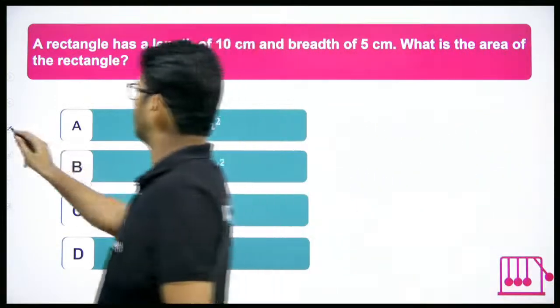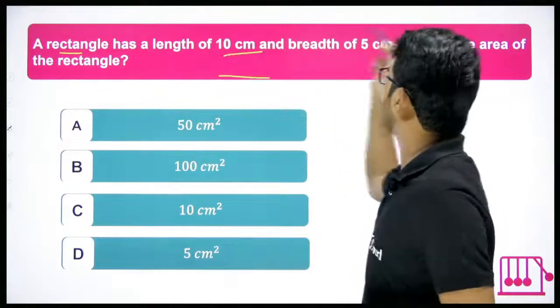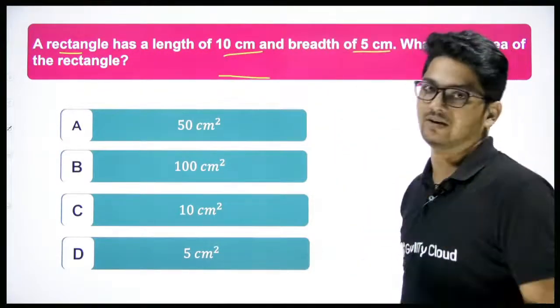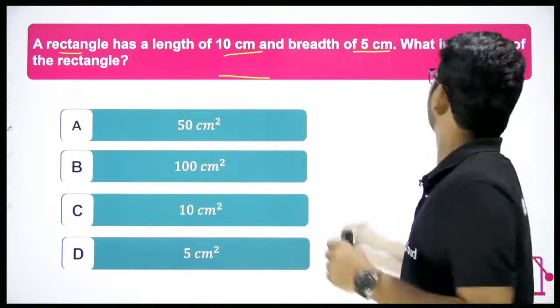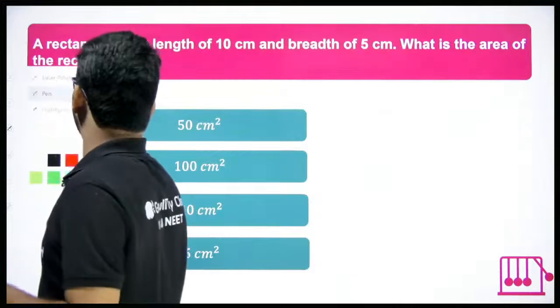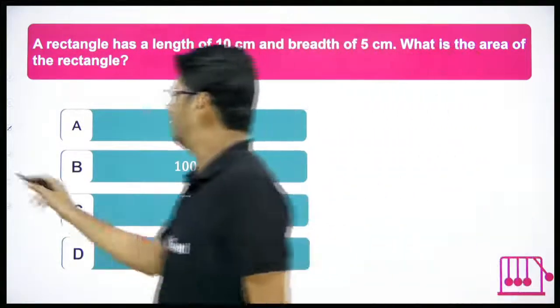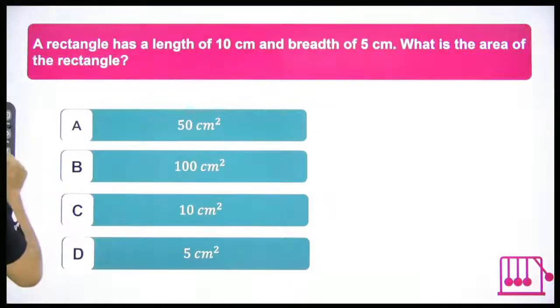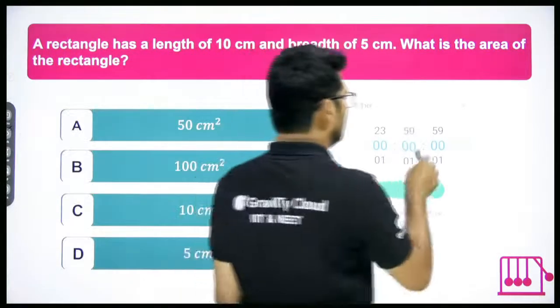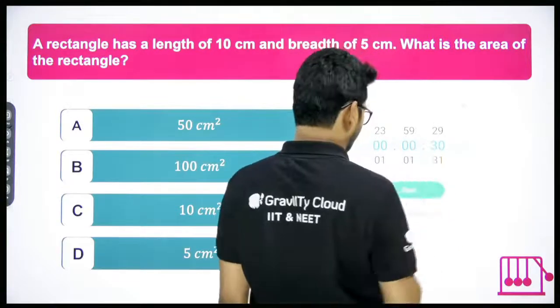Look at the question here. A rectangle has a length of 10 centimeter and a breadth of 5 centimeter. Length is given, breadth is given. What is the area of the rectangle? A typical question on the area of a rectangle. I'll give you 30 seconds of time again. 30 seconds should be enough. Yes? So please solve it.